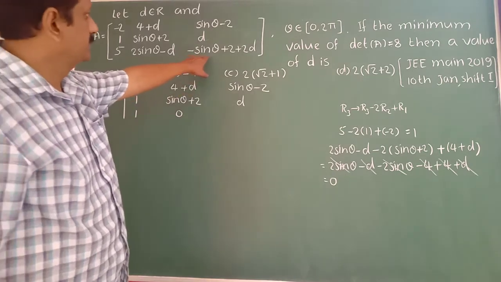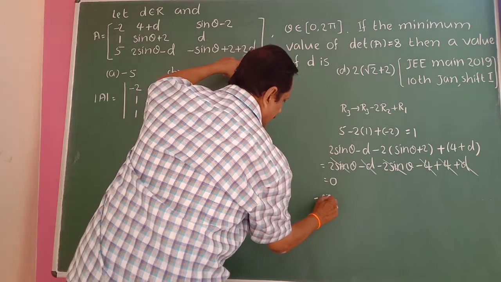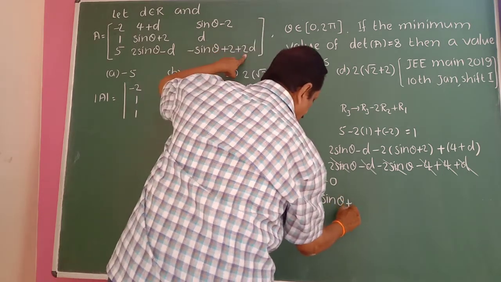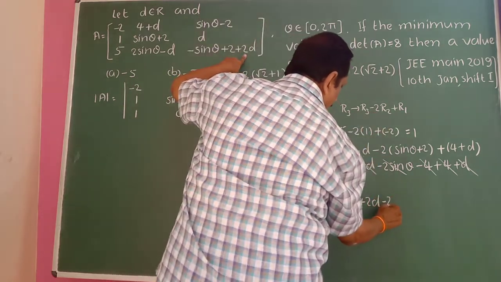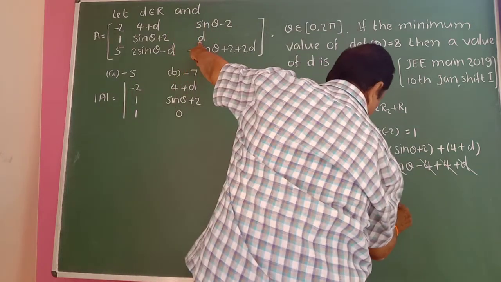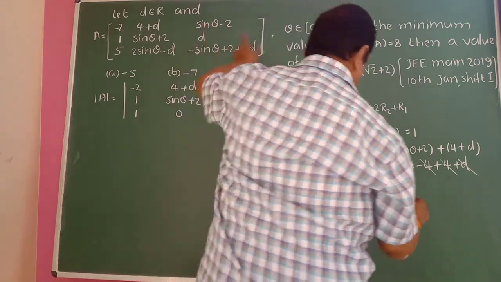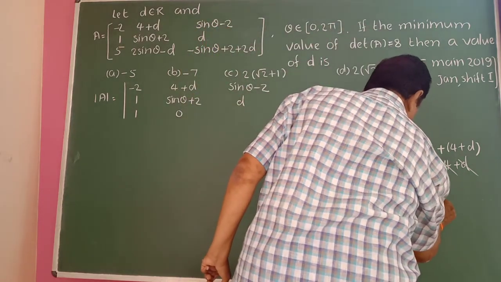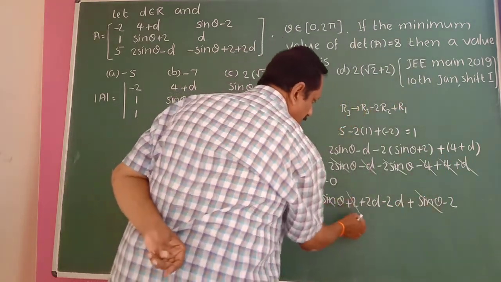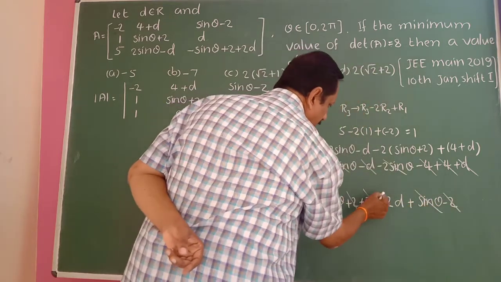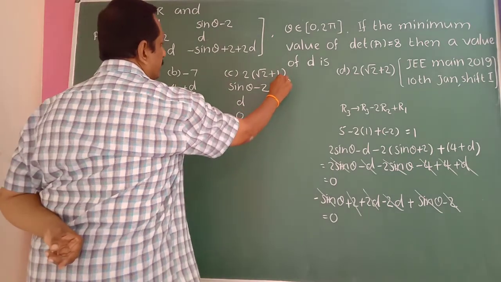Next, minus sin theta plus 2 plus 2 here, minus of sin theta plus 2 plus 2d minus 2 into r2 term is d here. This d. Then plus, r1 is this here, sin theta minus 2. So sin theta minus of here. Minus sin theta plus sin theta cancels here. Plus 2 and minus 2 cancels. 2d minus 2d cancels. So this becomes 0. This equal to 0.